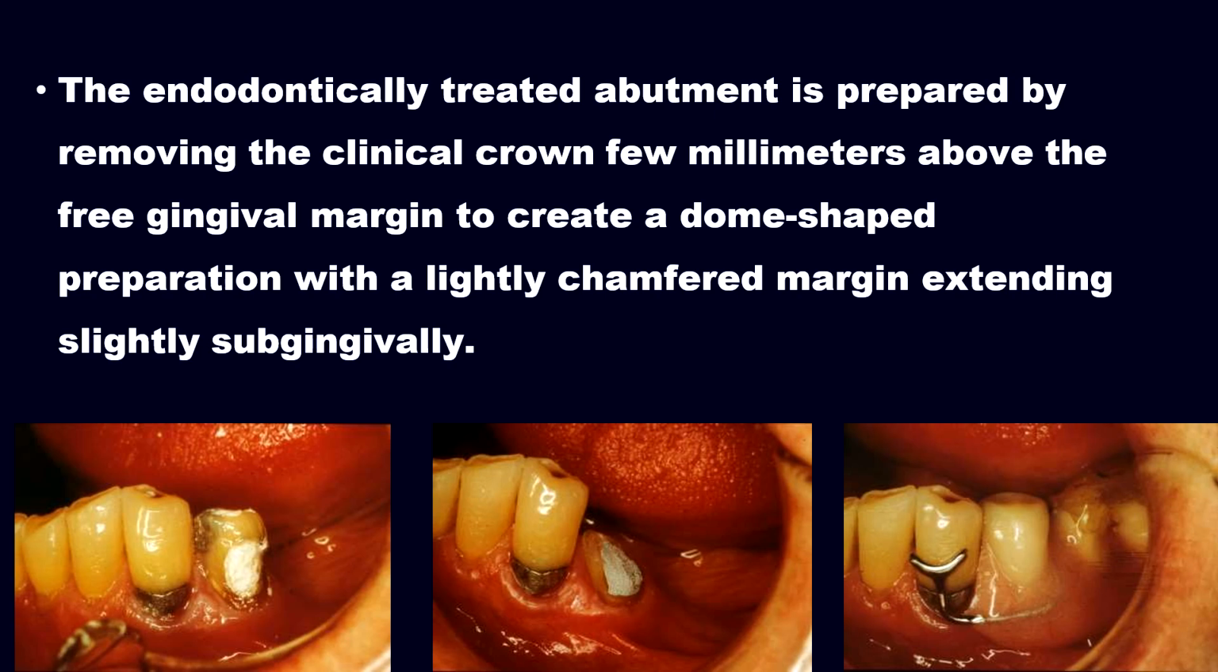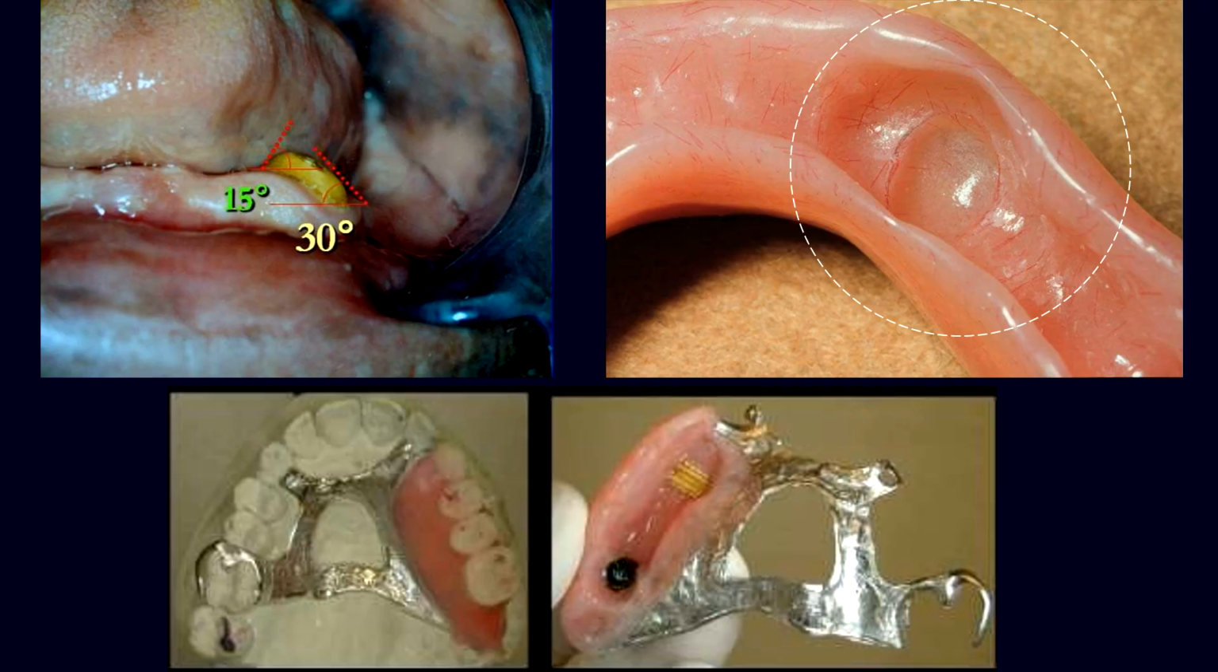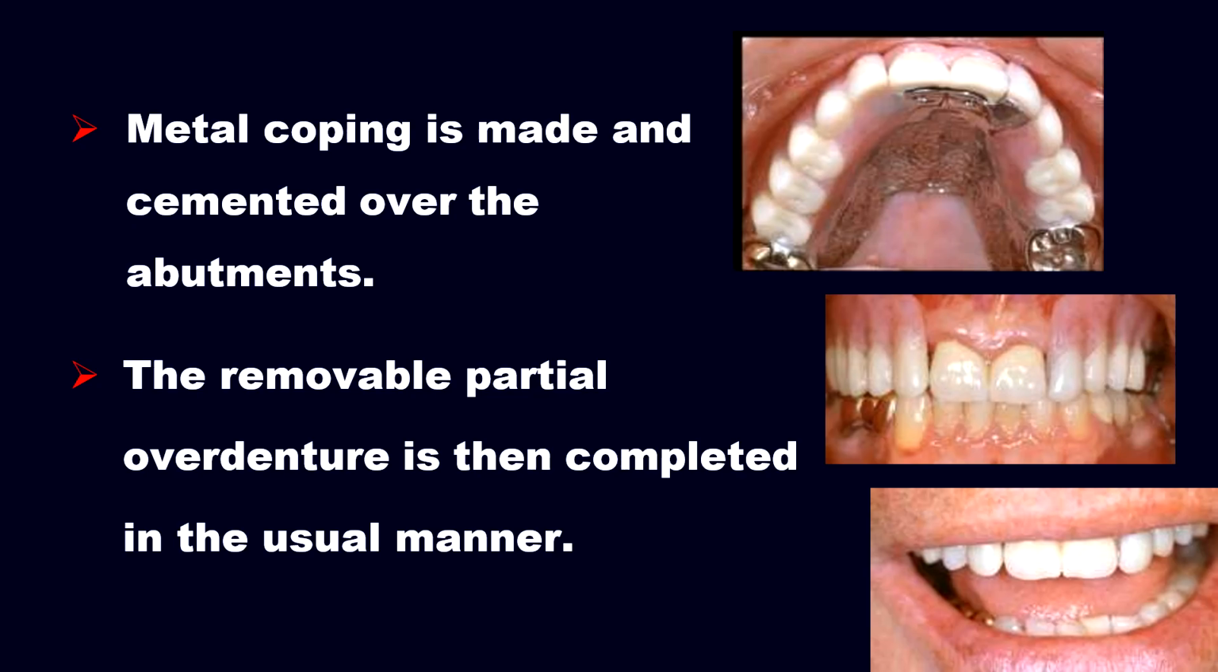The entire height of the abutment can be around 2 to 3 mm above the gingival margin. So the angulation is going to be 15 to 30 degrees. The metal coping will be made and cemented over the abutment, and the removable partial overdenture is then completed in the usual manner.